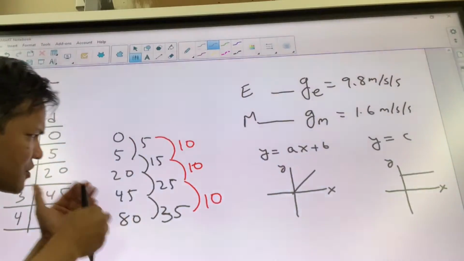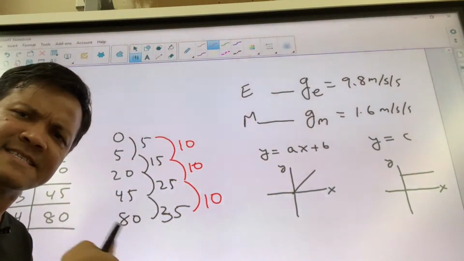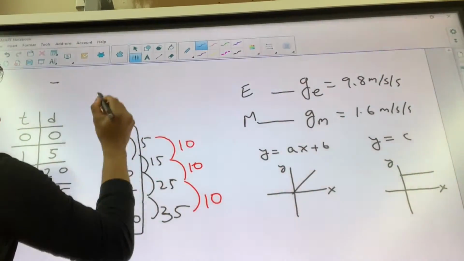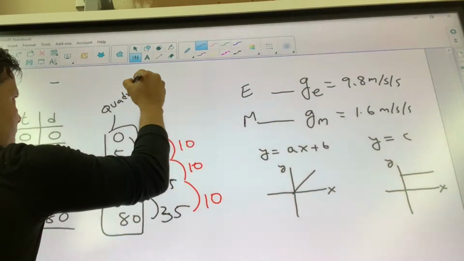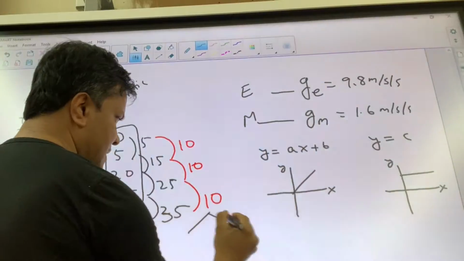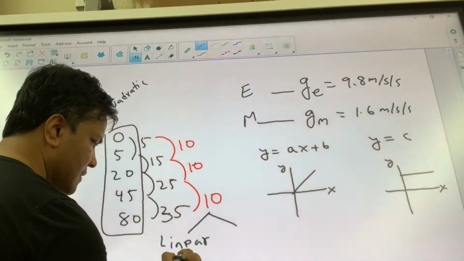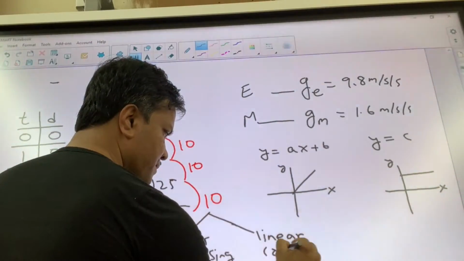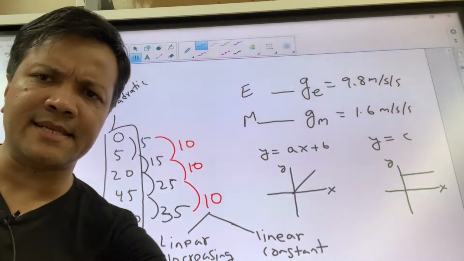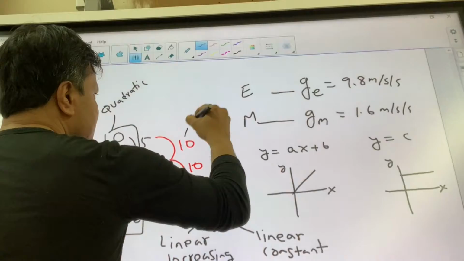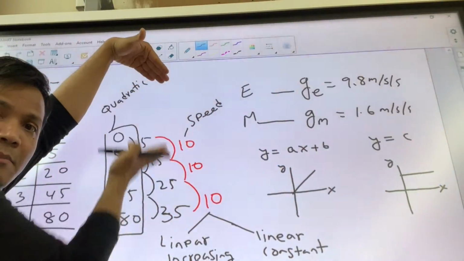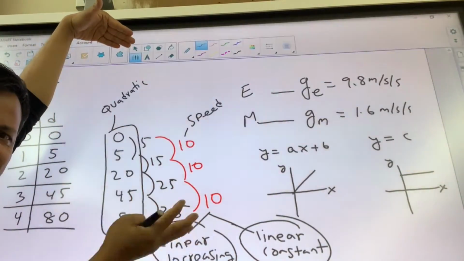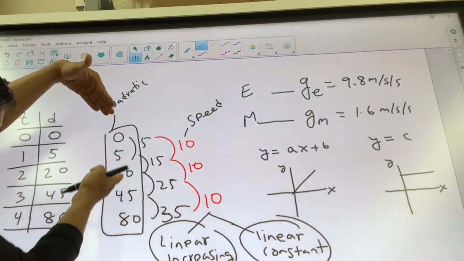I see something interesting. The change in y is interesting. Now I guess that this is quadratic, and that this one is either linear increasing or linear constant. This I call the speed. So the speed of the falling ball is either linear increasing or linear constant, that's my guess. And the distance the falling body covers at the end of every second is quadratic, that's obvious.